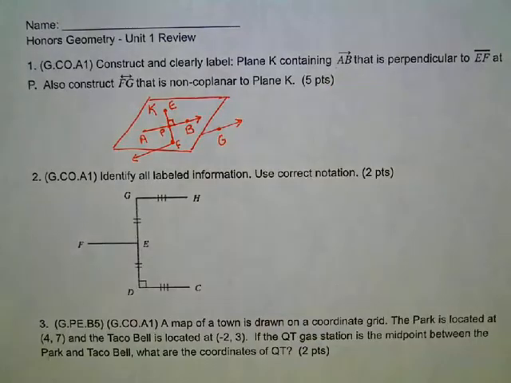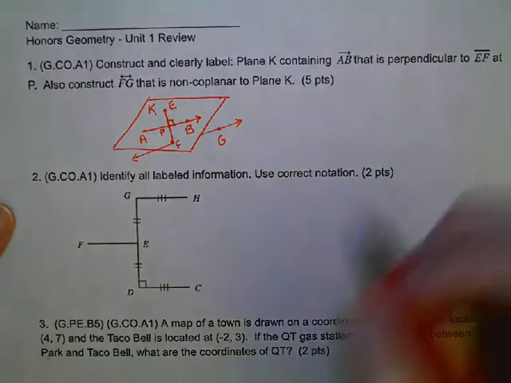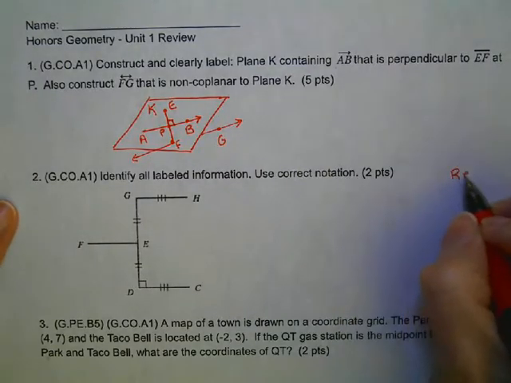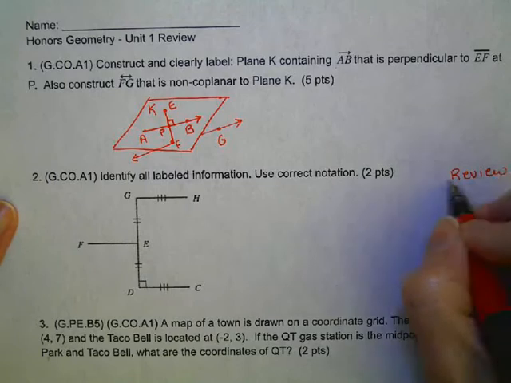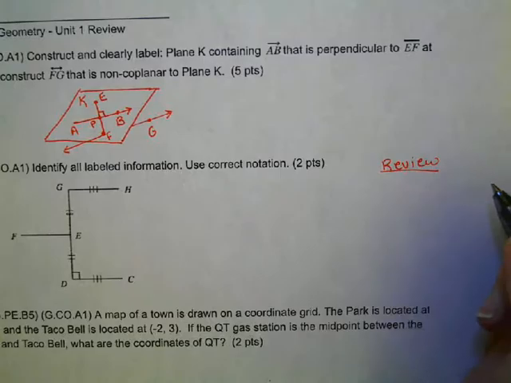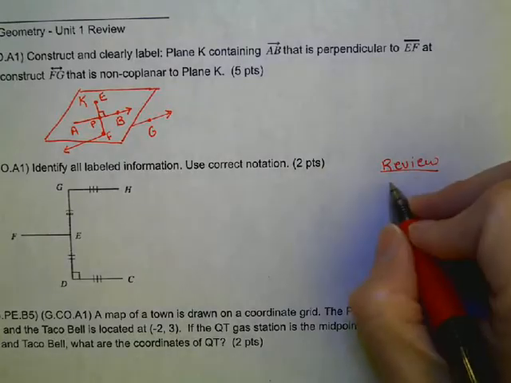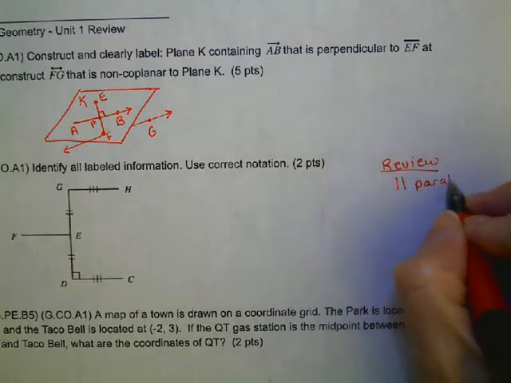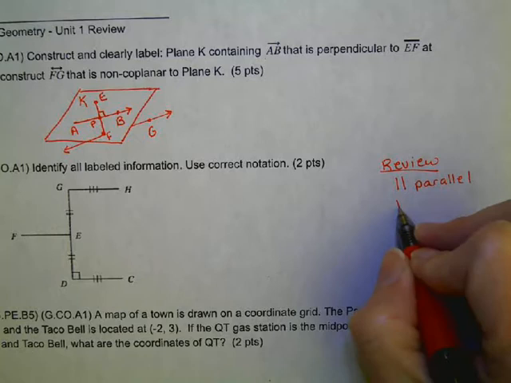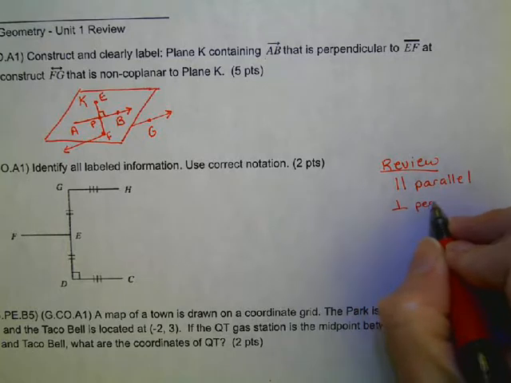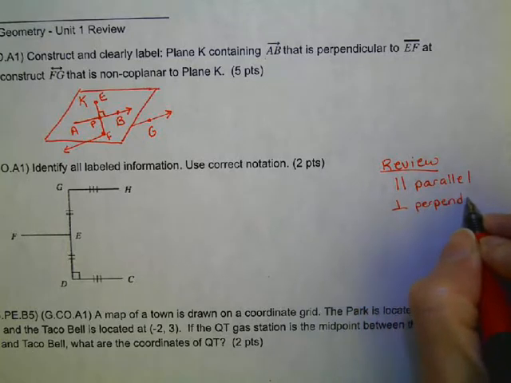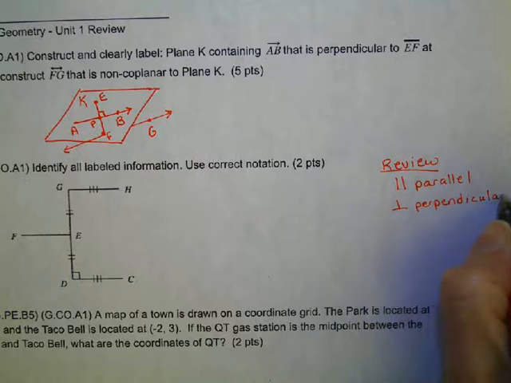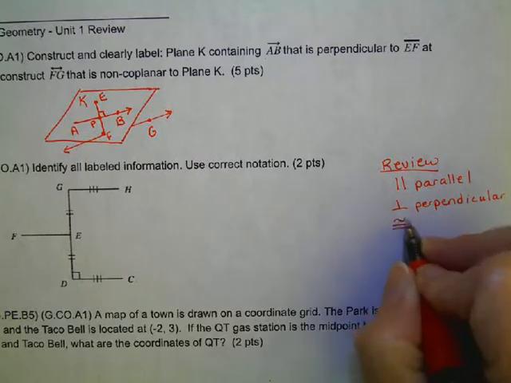Alright, identifying all the labeled information. So we're just going to make a review over here, just in case it's not in this picture, but it might be in a different picture. This is the symbol for parallel. This is the symbol for perpendicular. This is the symbol for congruent.